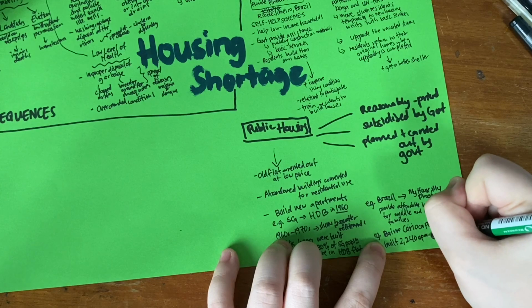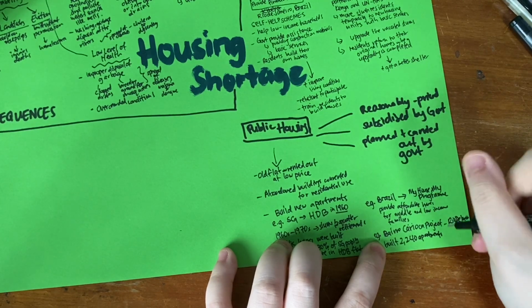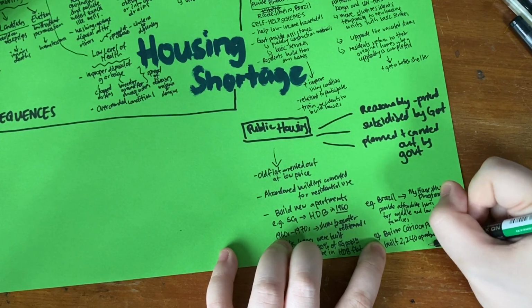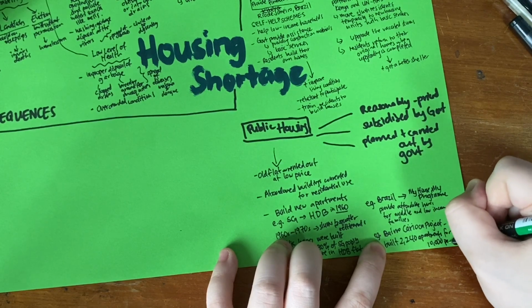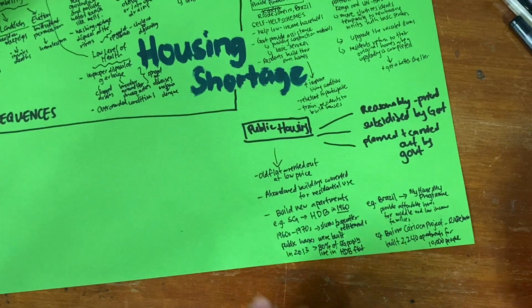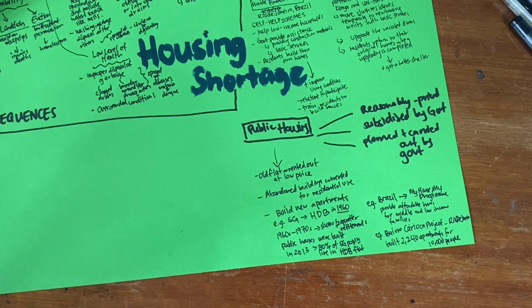2,240 apartments for 10,000 people. Yeah, and you actually need to get into the details when you're talking about your examples. Yeah. Basically, that's all for public housing.